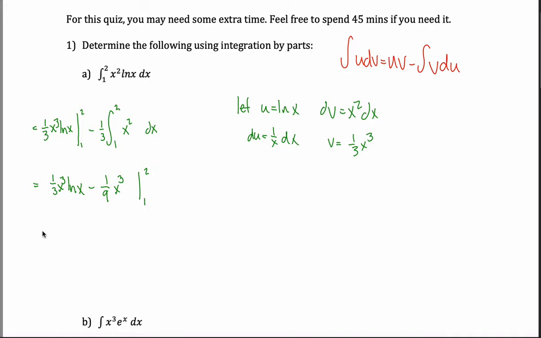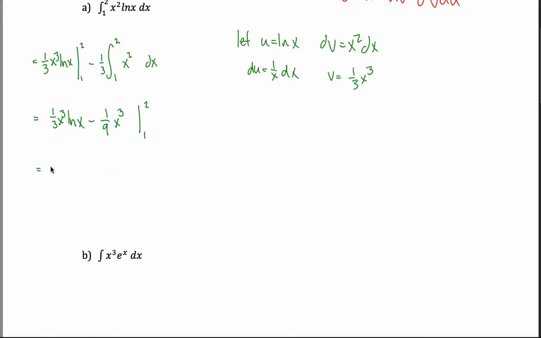So if I go through and plug in 2 everywhere I see an x, 2 cubed is 8, so I get 8/3 times the natural log of 2, minus 2 cubed again is 8, so I get 8/9. And I'll throw the unnecessary parentheses around these two terms just to help you keep track of that's what I got when I evaluated this expression at 2. And from that I want to subtract what I get when I evaluate this expression at 1.